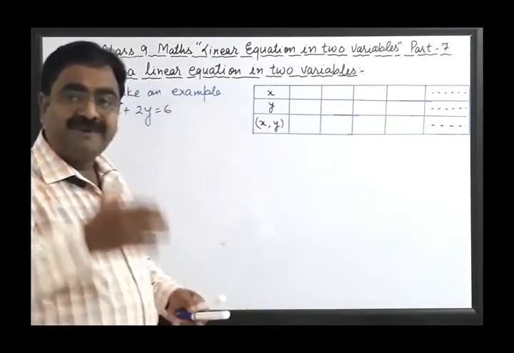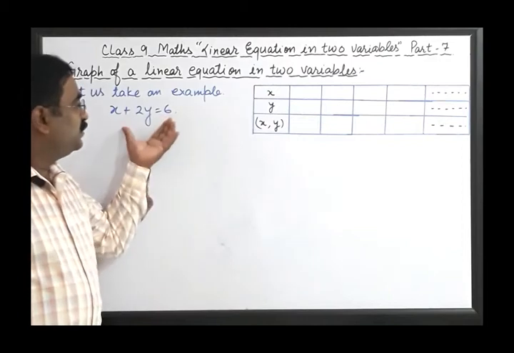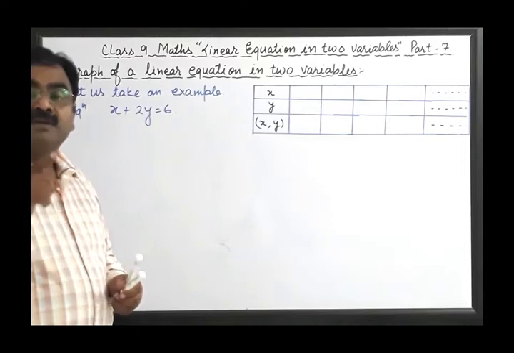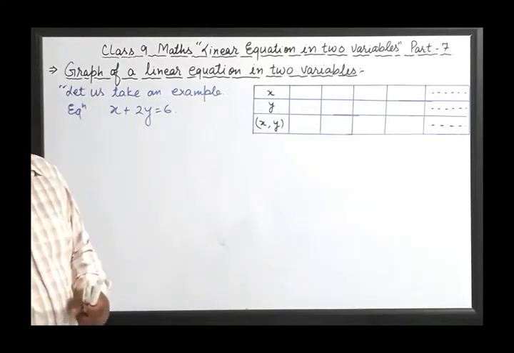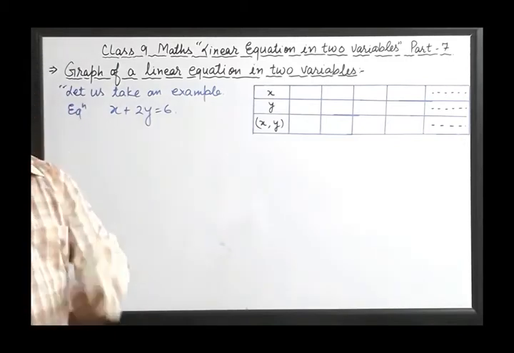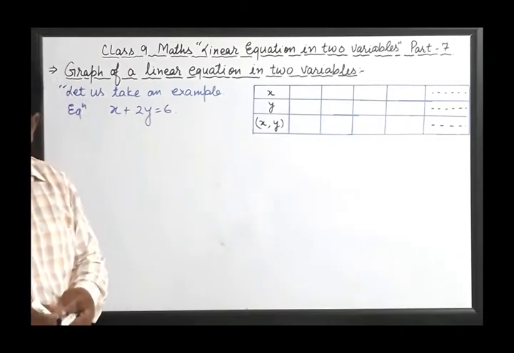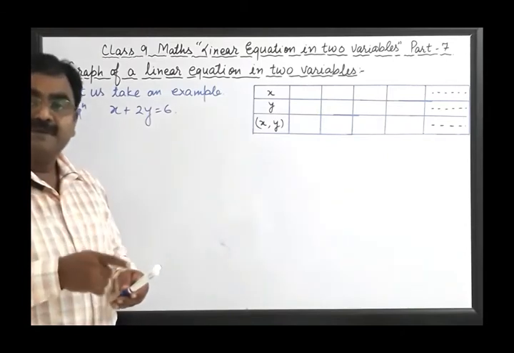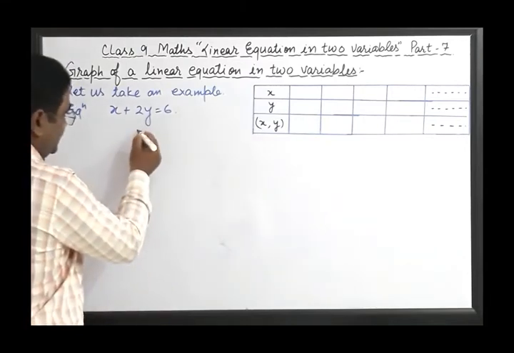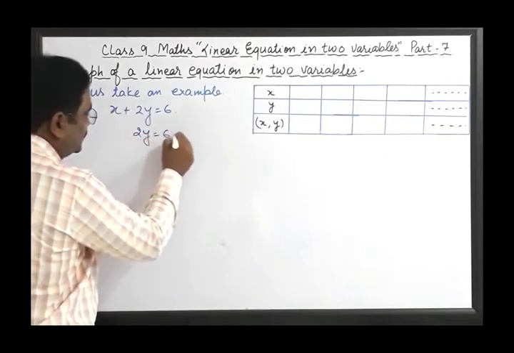So to find out the first solution, what should your first work be? You can solve this equation as the value of x in terms of y and then the value of y in terms of x. In this way you can solve. So suppose in this equation we are going to find out the value of y in terms of x. So let us solve this equation. So this equation can be written as 2y equals 6 minus x.